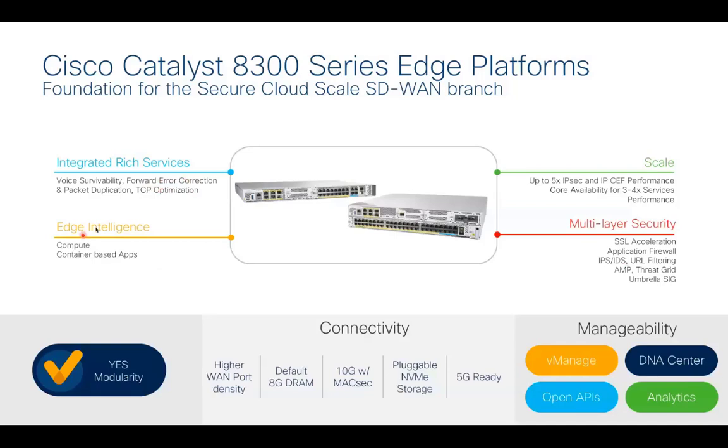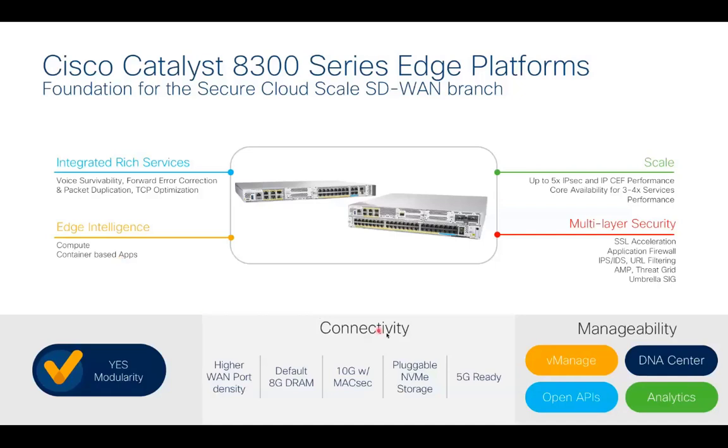When it comes to the edge intelligence, as we all know, there is a big demand to support many applications at the branch, whether it could be inside the service containers or it could be externally hosted applications within the UCS C blade servers. And of course, the 8300 series platforms come with increased compute capability for the applications that it hosts. It's because of the more services core availability on the service plane, as well as the support for UCS C blade server to host external applications that have their own computing power.